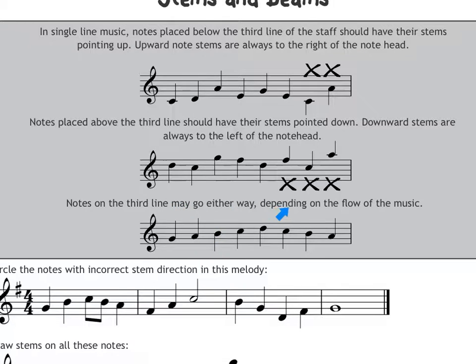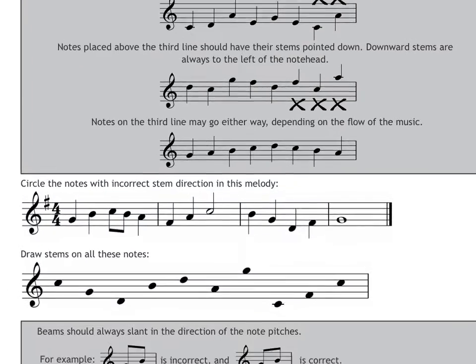Notes on the third line, like for example this guy here, can go up or down. It doesn't really matter, but it depends on the flow of the music. For example, here we're going from the second line, walking up to notes on the fourth line and back down. So really this could have gone stems up or stems down. It doesn't really make a difference either way. But if you had music that started down here and only went up to the middle line and back down, then all of your stems should be pointed up, just to make it look uniform. We want to make it look appropriate and uniform.